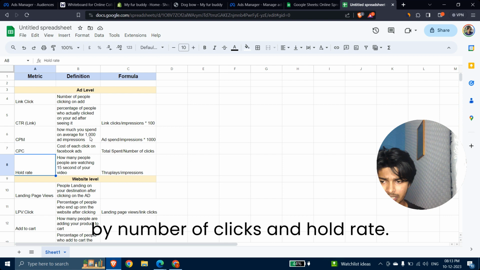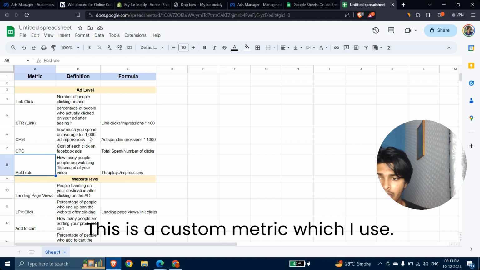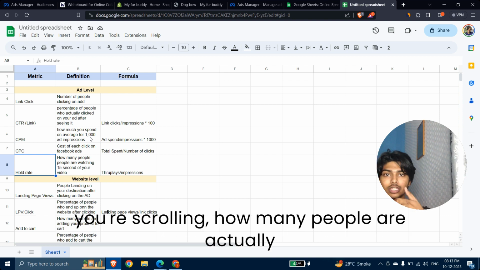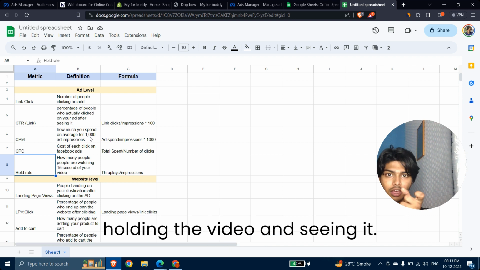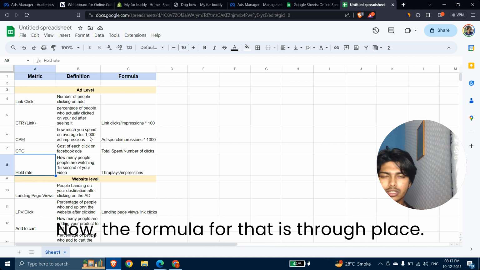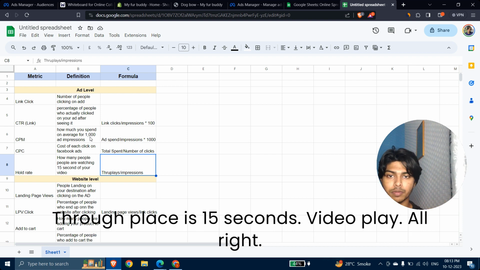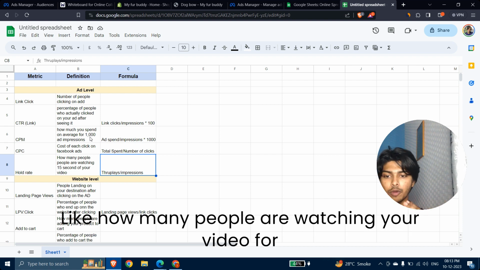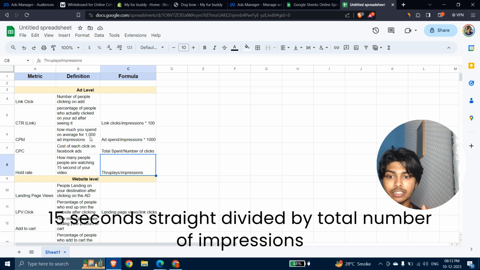And hold rate. This is a custom metric which I use. It basically shows that whenever you're scrolling, how many people are actually holding on the video and seeing it. The formula for that is ThruPlays. ThruPlay is a 15 second video play. So how many people are watching your video for 15 seconds straight, divided by the total number of impressions.